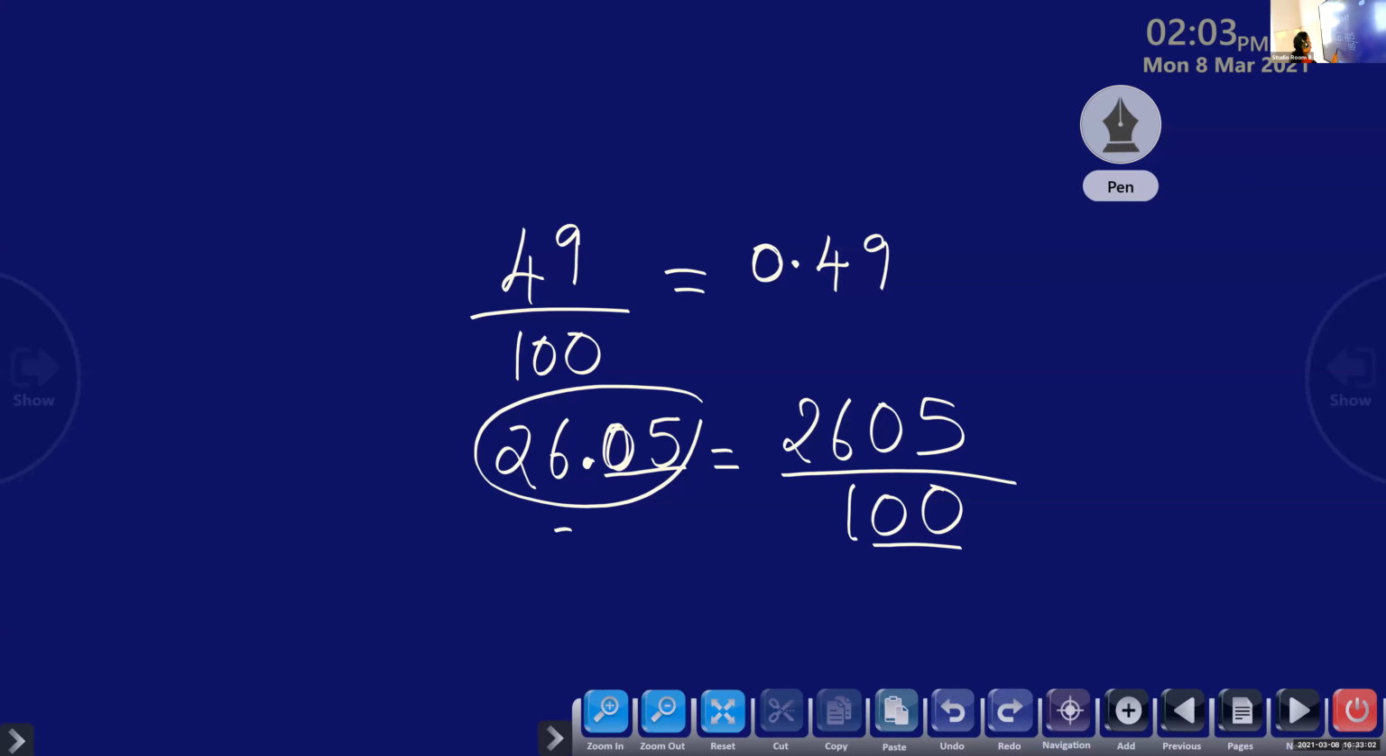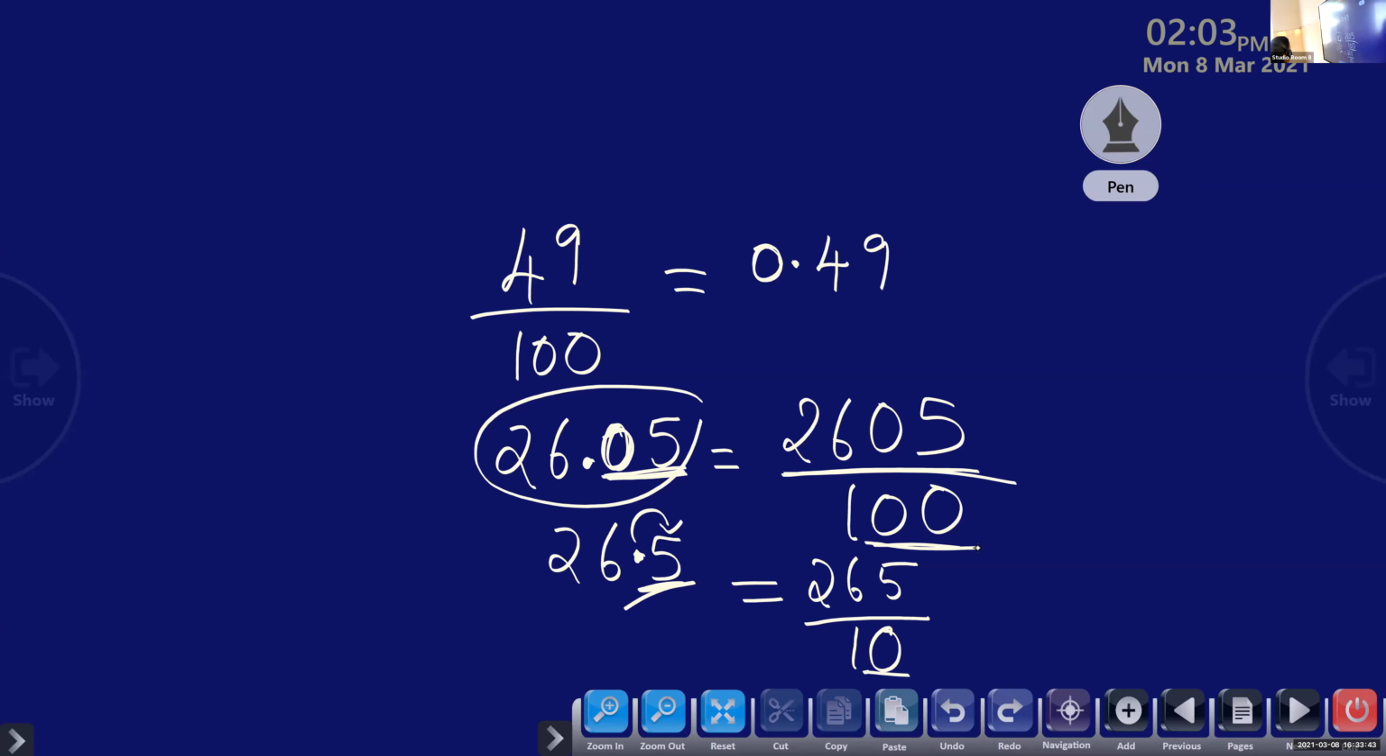Okay. So if I am taking 26.5, it is 265 by 10. Because children, how can we decide if it is 10 or 100? You will look at the digits. How many digits are after the decimal point? Here we have only 1, so we should have only one 0 in the denominator. Here we have 2 digits, that is 0 5, and 2 digits means 2 zeros in the denominator, that is, divide by 100.